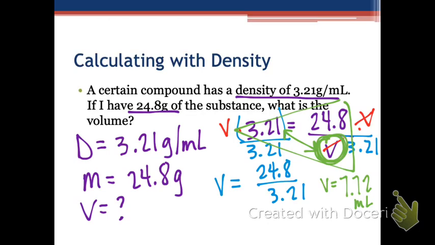My volume should be measured in milliliters. And how did I know it was milliliters and not liters or centiliters or something else? Right, my density was measured in grams per milliliter, which means my mass had to be grams and my volume needed to be milliliters. Okay, questions with density?